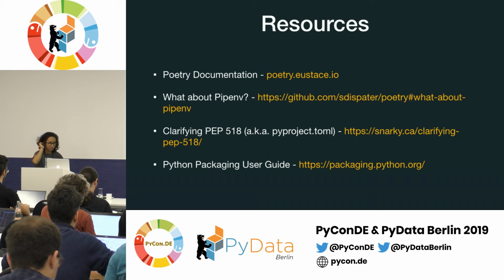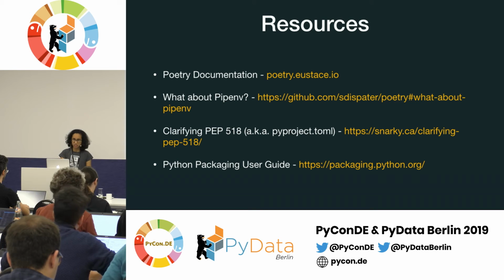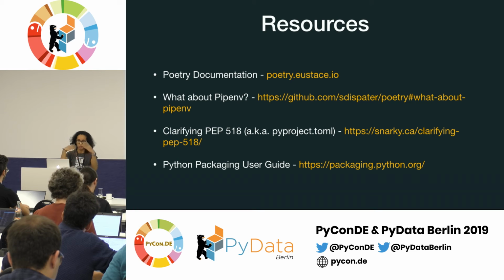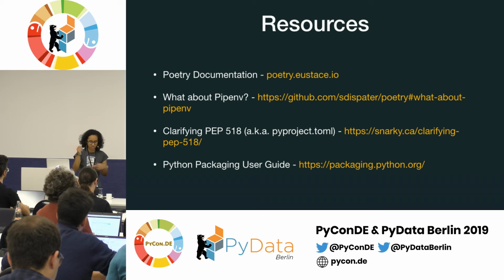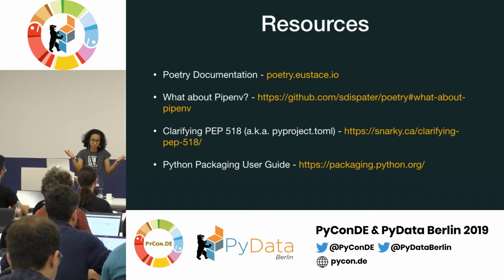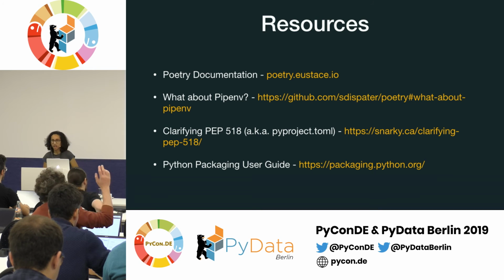Also, I got asked this question quite often when I talk about Poetry, and I just want to let all of you know that Poetry doesn't do dynamic versioning natively, so you have to use a plugin called poetry-dynamic-versioning so that it can do dynamic versioning based on tags in your version control system. It's handy for deployment.